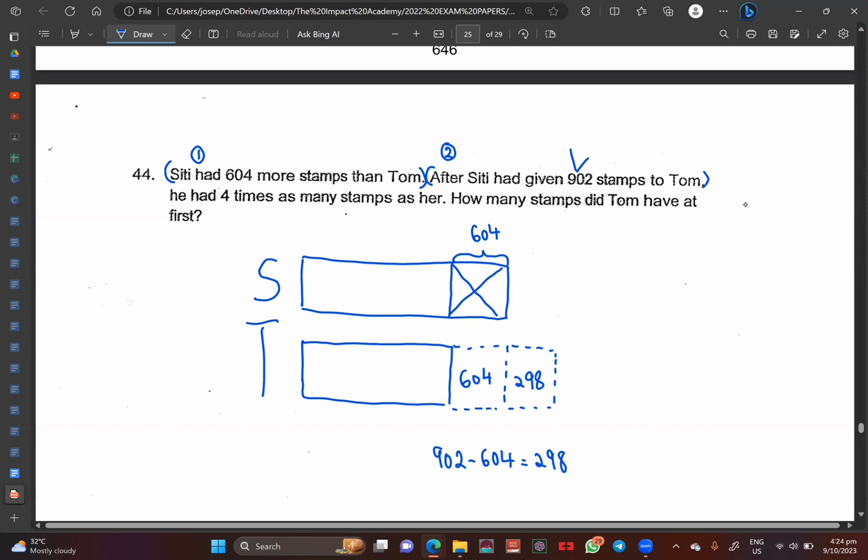Now, where did this 298 come from? It came from here. You agree so far? So we're going to cross this out as well. Do you understand what I'm saying? Yes. Okay, so let me just repeat this part. Why is it that I said this 298 came from here? Because CT gave to Tom. Agree or not? So CT said, I'm going to give you 902, correct? So 902 has to be more than 604. You agree? So it has to come from here. Am I making sense here? Yeah. Very good. So this is 298. Agree so far?